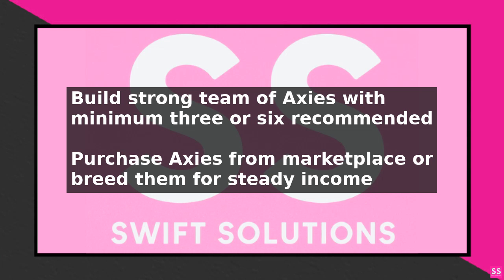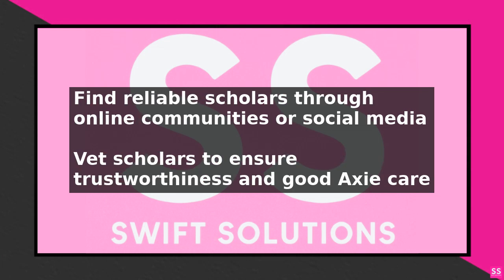The next step is to create a contract with your scholars. This contract should outline the terms of the scholarship, including the percentage of earnings the scholar will receive, the duration of the scholarship, and the expectations for the scholar's performance. A typical contract splits the earnings 50-50 between the manager and the scholar.